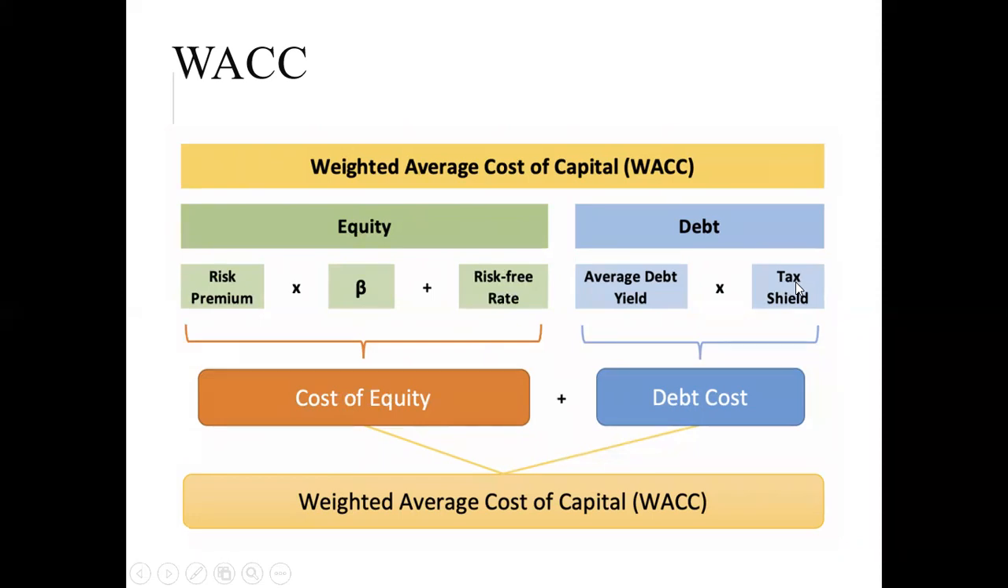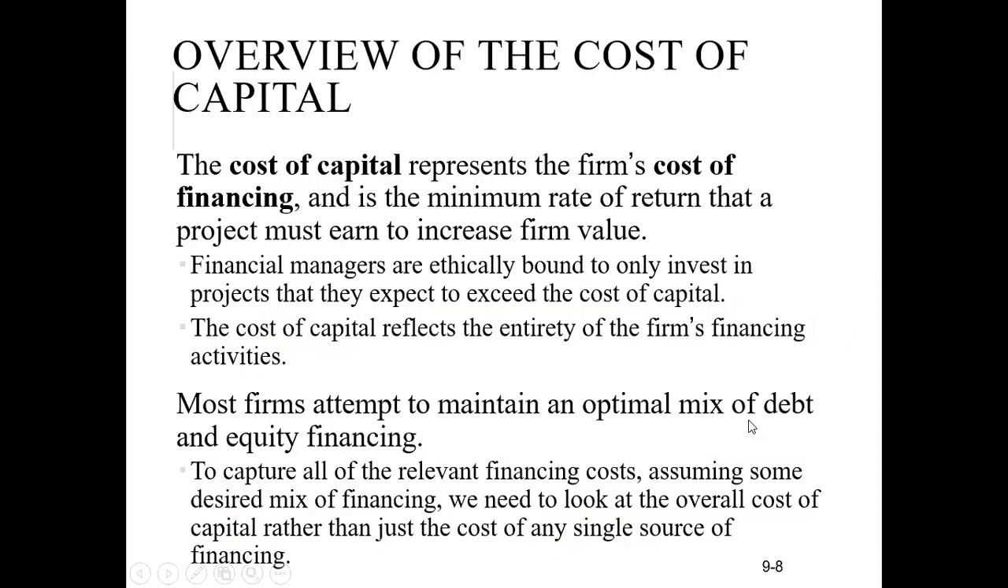The cost of debt is the average debt yield in this organization times its tax shield. So the tax shield is 1 minus the tax rate. This will give me a minus 40% for the taxes, which is usual in developed countries. So I can get the debt cost. Then we have the cost and we have the weight, so we can multiply the weight times the debt.